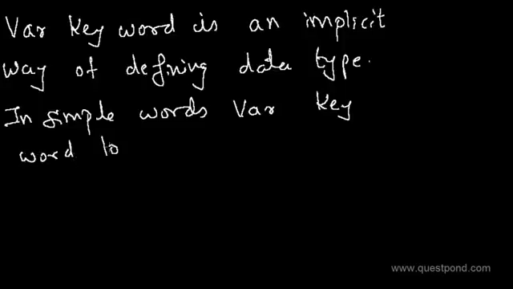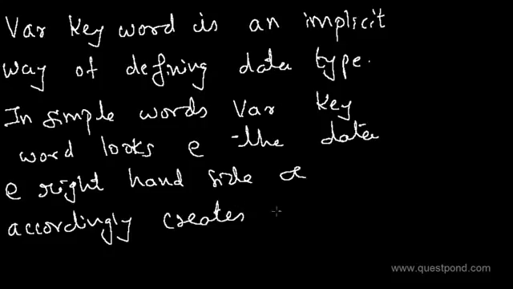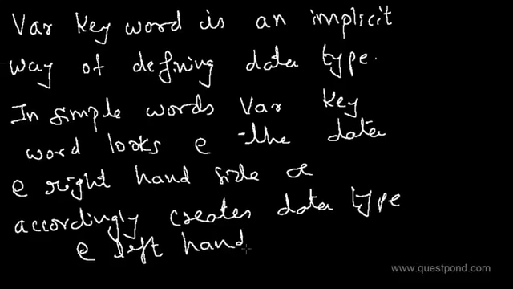Now let's put the final definition for the var keyword, and then we will do some practicals to understand the fundamentals in a better manner. It's an implicit way, or rather I will say an indirect way, of defining data types. In simple words, by looking at the data on the right hand side, the left hand side data type is defined by the compiler during the generation of the IL code.